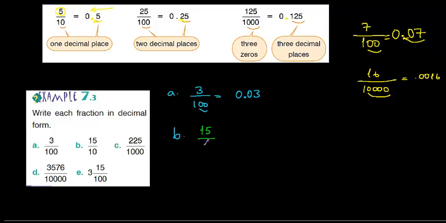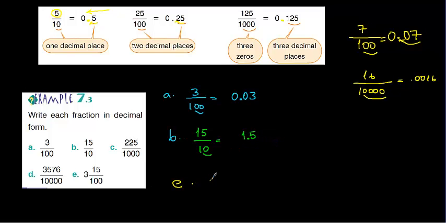Okay, the second one is 15 over 10. I write 15, then I count the zeros. There is only one 0, so we move from right to left only one unit, so the decimal point is going to be here.